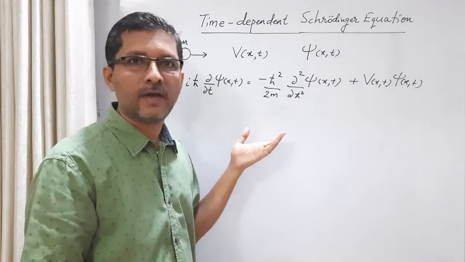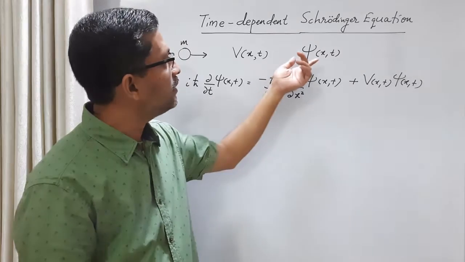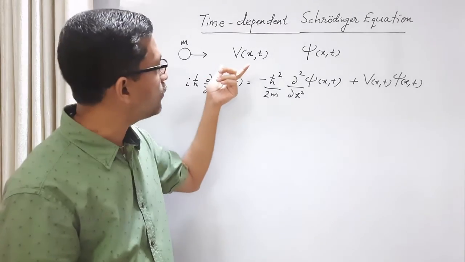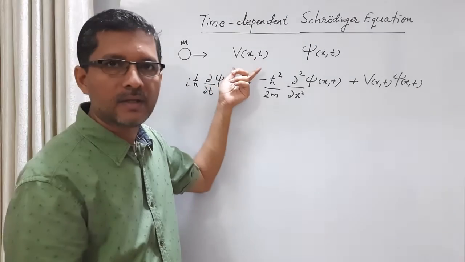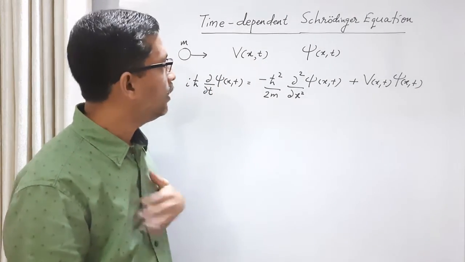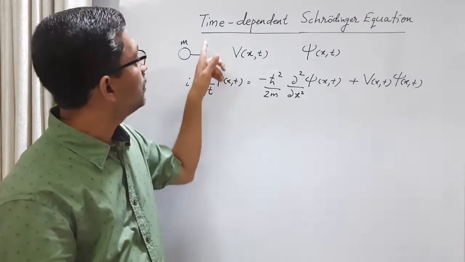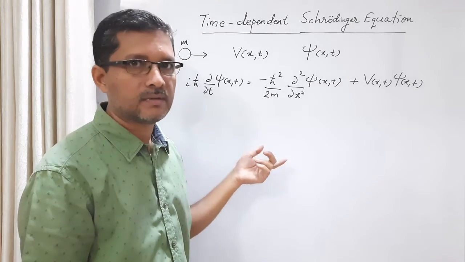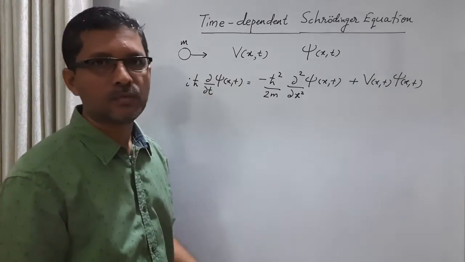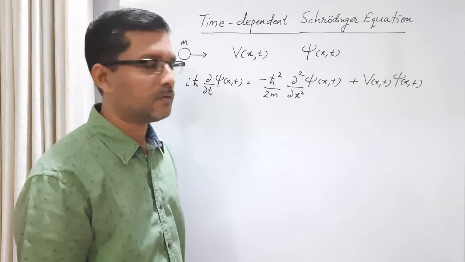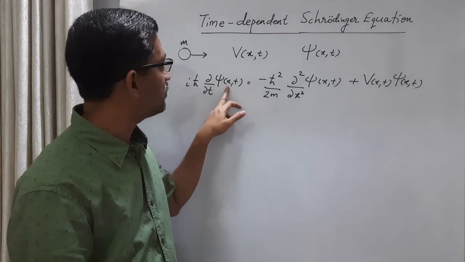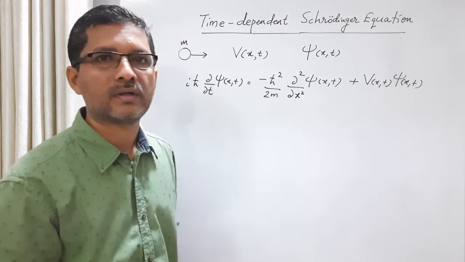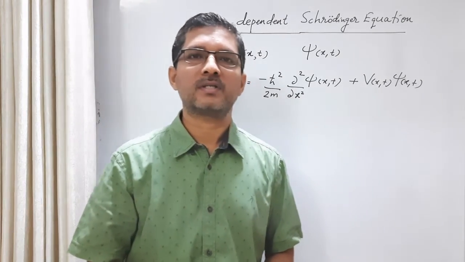We can also call it the wave equation satisfied by the matter wave function of this particle moving in a force field represented by an effective potential V. And this equation is called the time-dependent Schrodinger equation in one dimension, because the particle is moving along the x-axis, so that its wave function depends only on the x-coordinate.